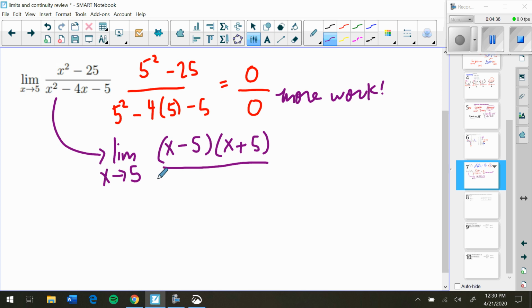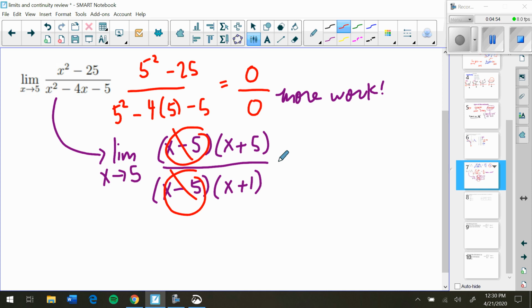So I look at this and I see that I need to multiply to get to negative 5 and add up to get to negative 4. So that's going to be x minus 5 and x plus 1. We're happy because, look, we have a common factor here, x minus 5. We can cancel those. We are just left with the limit as x approaches 5 of x plus 5 all over x plus 1.